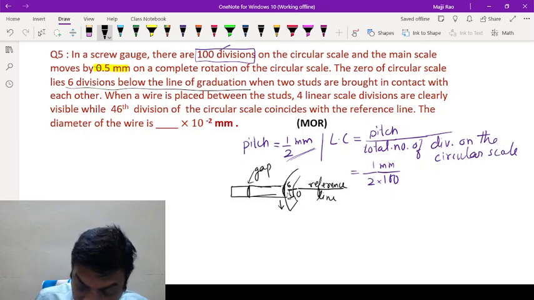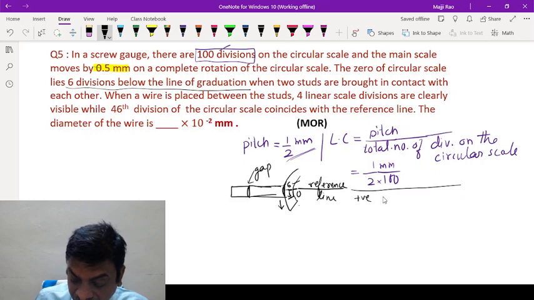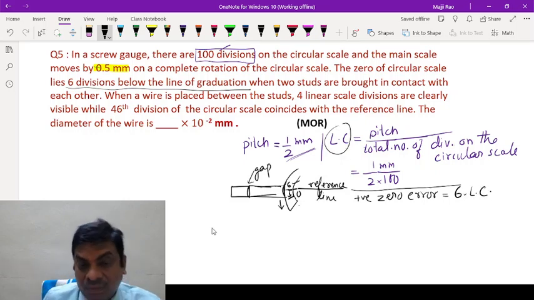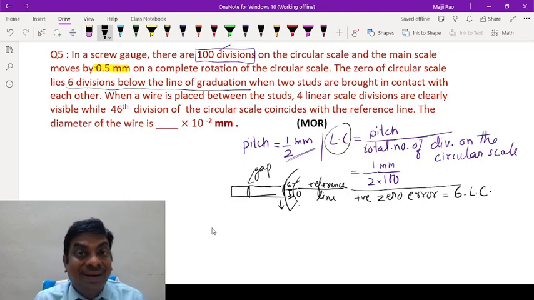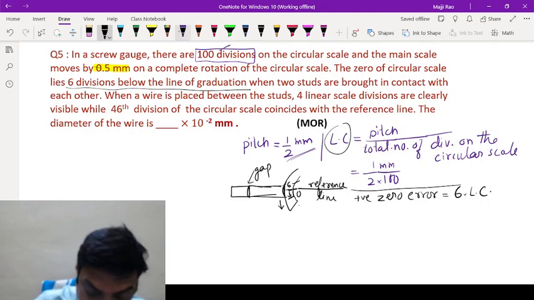So it is already rotated anticlockwise by six divisions. In such a case, we call the error a positive error, positive zero error. This zero error is six divisions of this circle scale multiplied by least count. Now remember, correction is always the negative of error, equal and opposite. Always remember this. So if error is positive here, correction has to be negative.